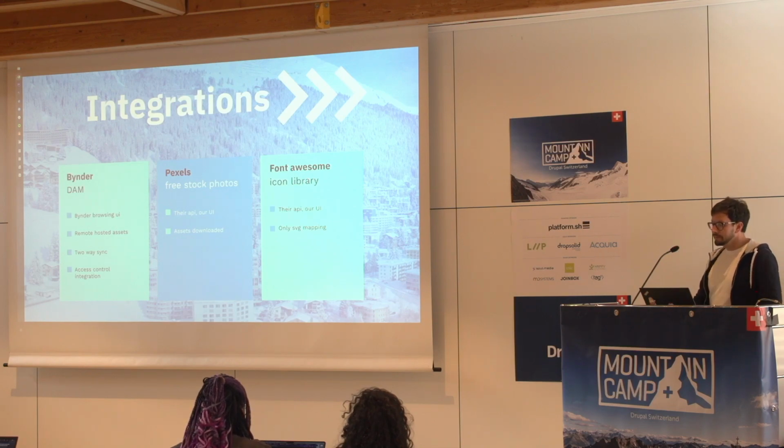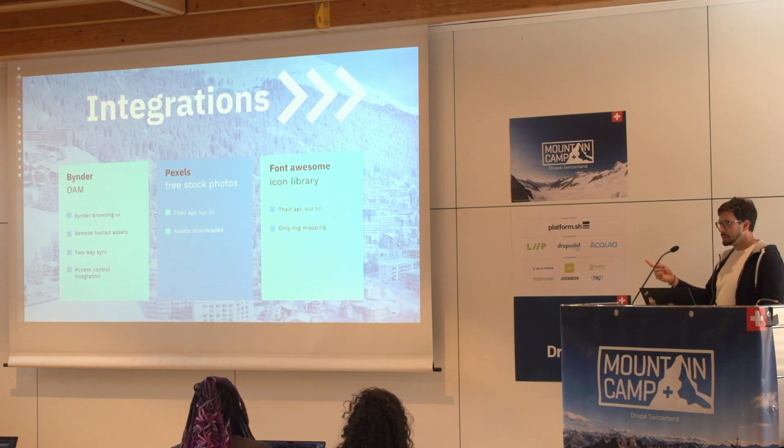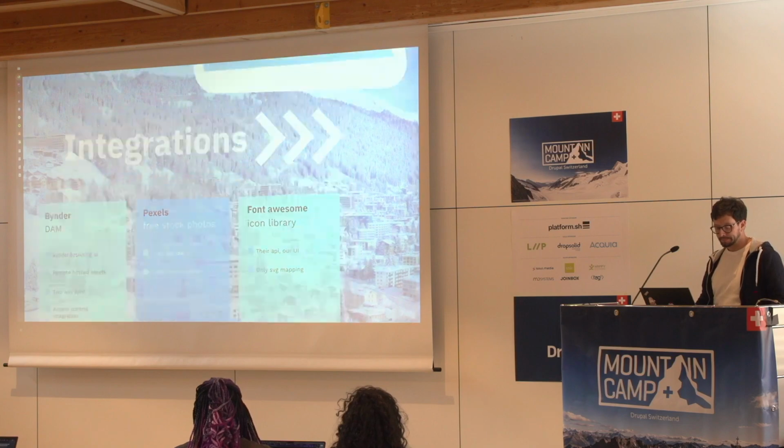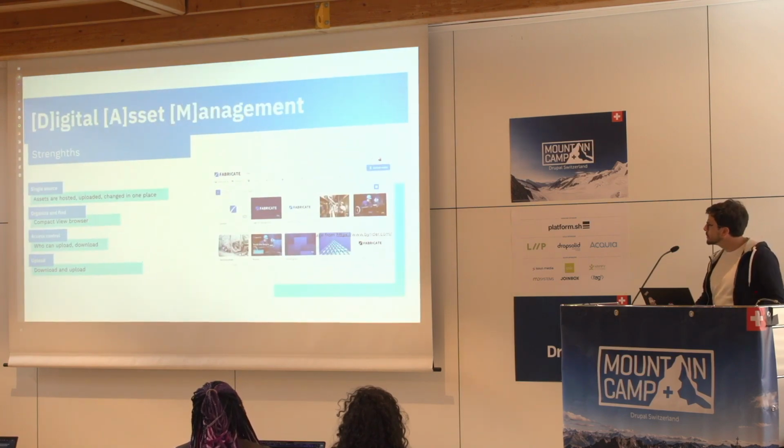Font Awesome again uses their API, but just for searching, because we already have the SVGs that we use locally, and we just map to those. So basically what we do is just use their search, and then for reuse create media entities. Let's begin with Bynder first.